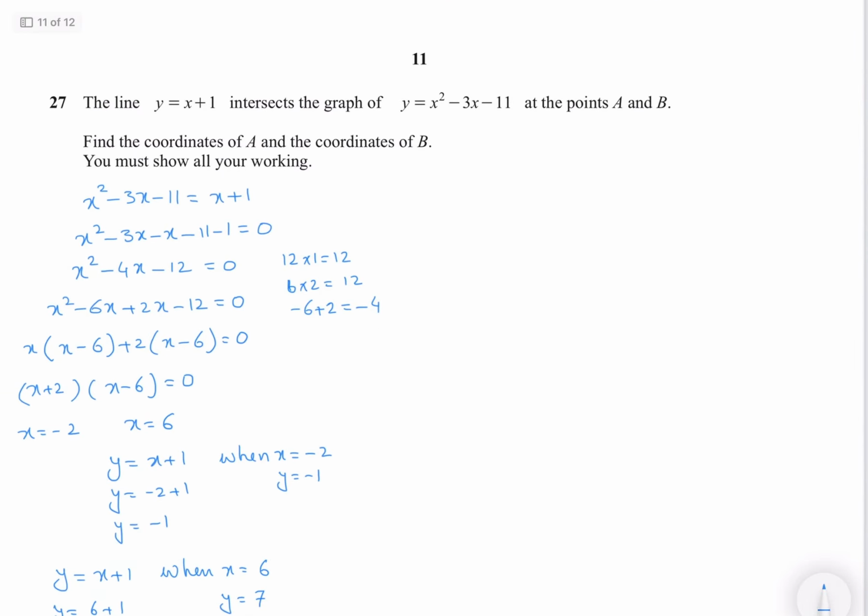Question number 27. The line y is equal to x plus 1 intersects the graph of y equals x squared minus 3x minus 11 at the points A and B. Find the coordinates of A and the coordinates of B. You must show all your working.